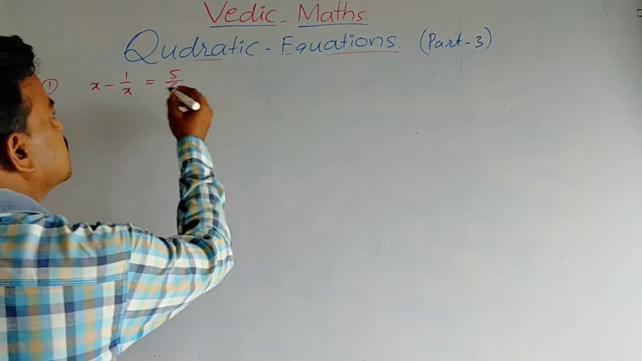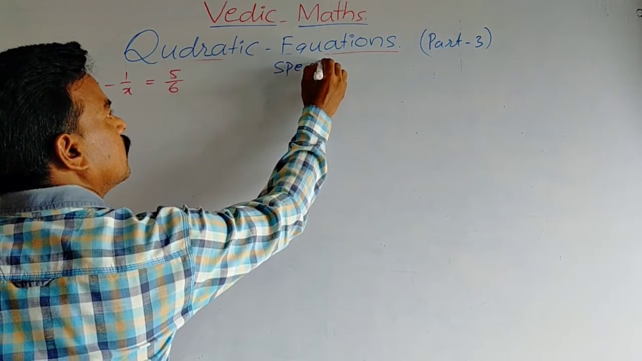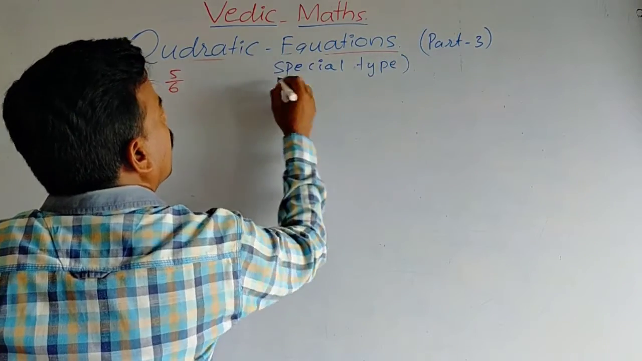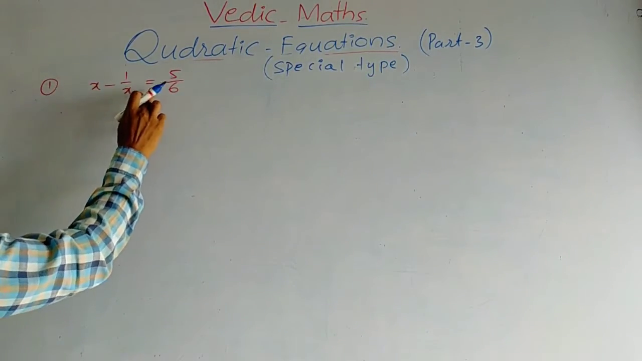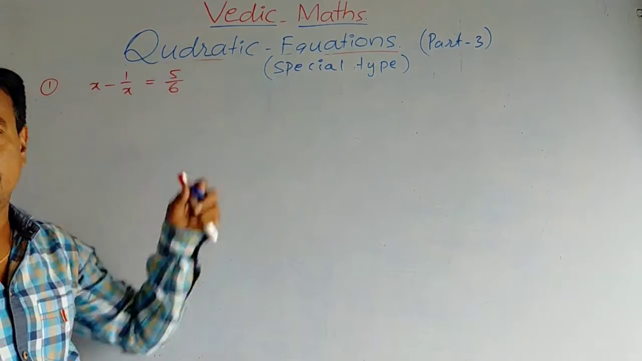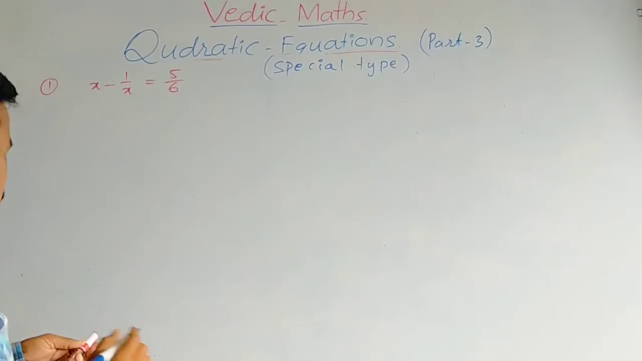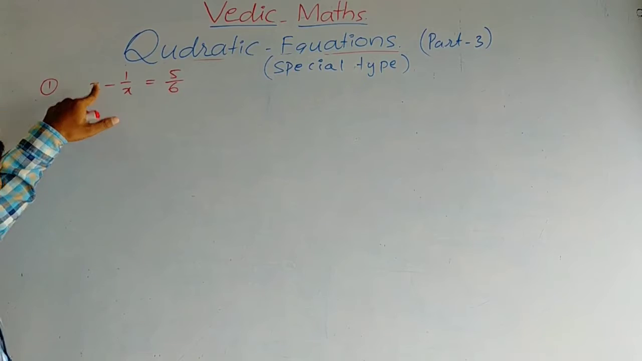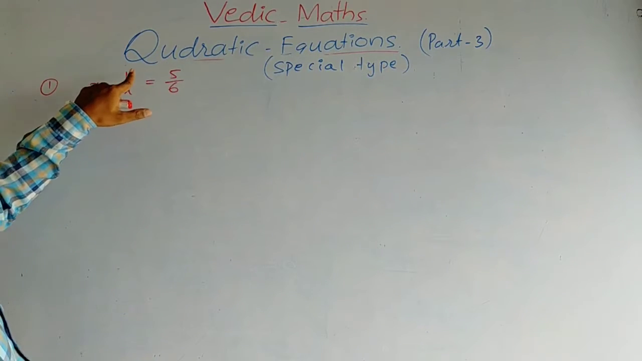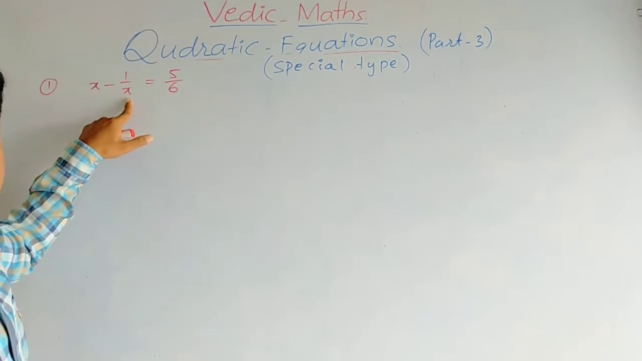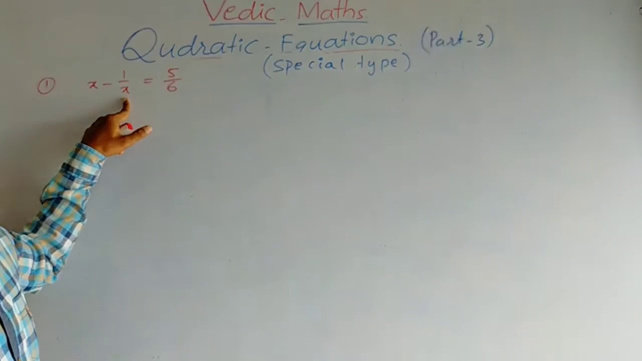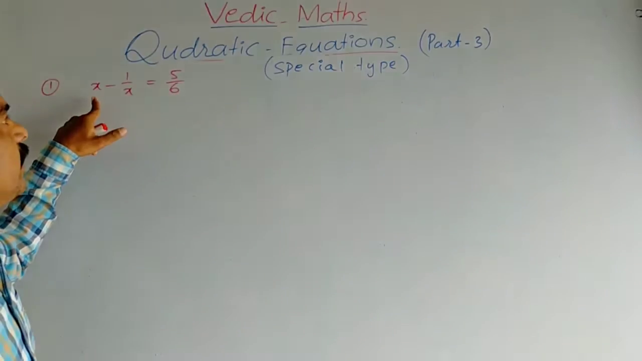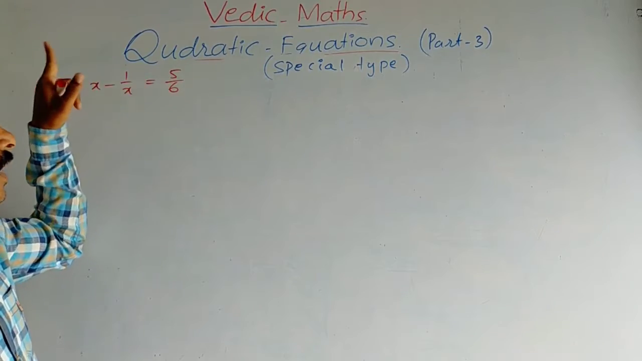So here, this is a special type of equation: x minus 1 by x is equal to 5 by 6 is a special type of quadratic equation. How can we say this? Once you see here, x and 1 by x are both reciprocals of each other, multiplicative inverses of each other. That is why it is called a special type of quadratic equation.